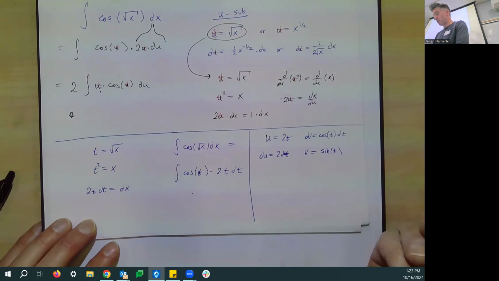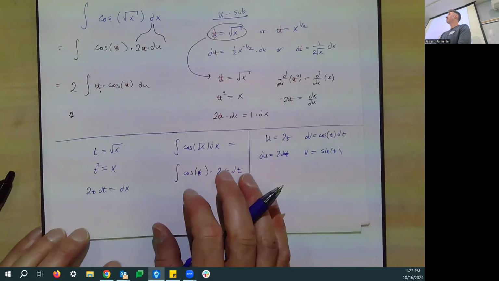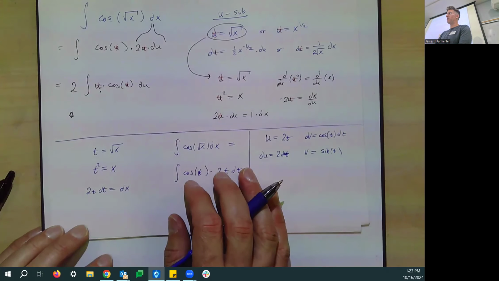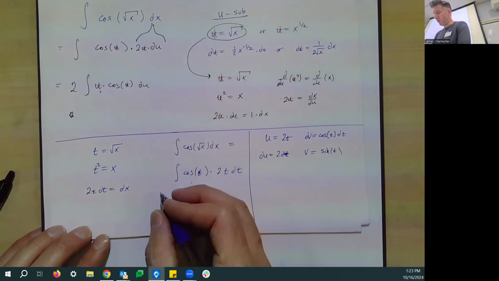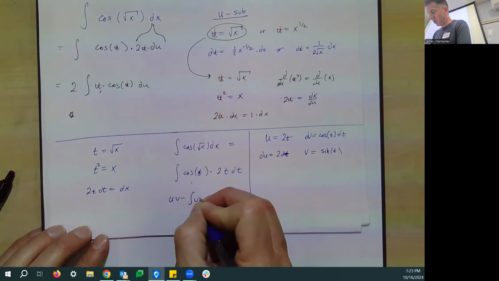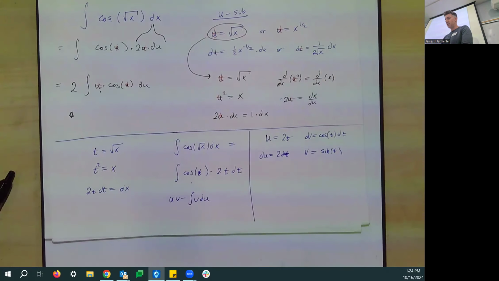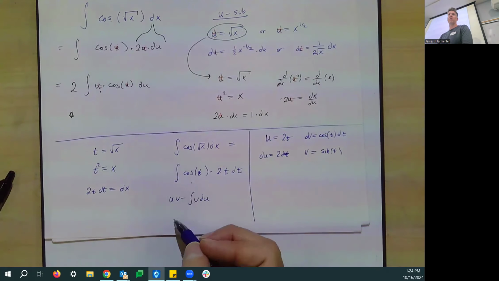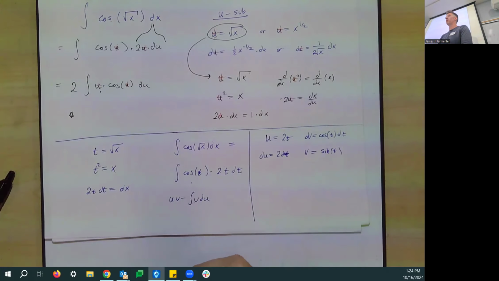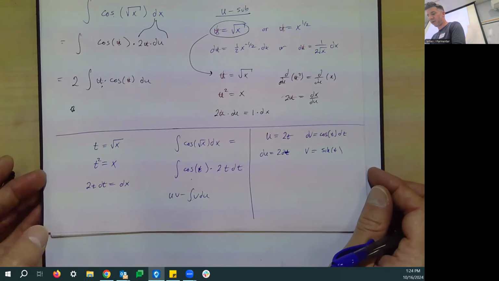So then putting it all into the usual, oh, I didn't say this before, did I? Did I say the words ultraviolet super voodoo? Okay, so uv minus the integral of v du. One way people like to remember that is uv, like ultraviolet, minus some voodoo. v du kind of sounds like voodoo. And then the S for super. So ultraviolet super voodoo is a way people remember the integration by parts formula. It's kind of silly, but it's unforgettable.